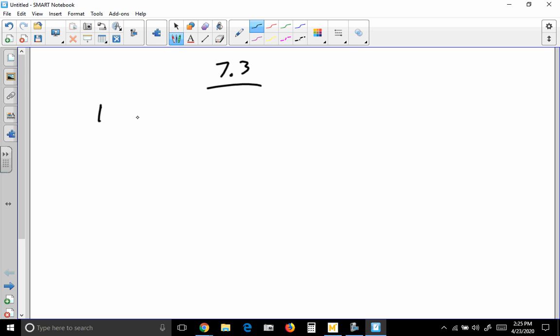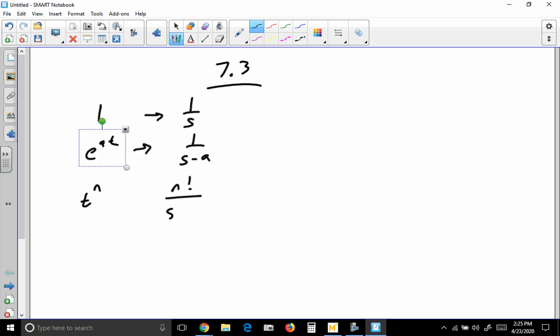The constant 1 transforms into 1 over s. E to the at transforms into 1 over s minus a. T to a power, where the power is an integer, 1 and greater, I guess I should say a natural number, goes into n factorial over s to the n plus 1. Sine of bt transforms into b over s squared plus b squared.